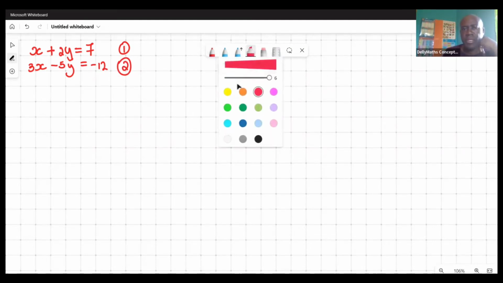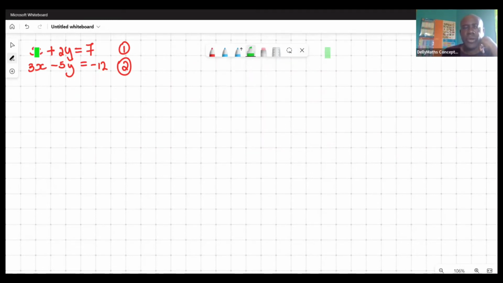What we're going to be using is the elimination method, in which we eliminate one of the variables so that we can focus on the other one. So we're either going to eliminate the x's and focus on the y's, or eliminate the y's and focus on the x first. Let us say that I intend to eliminate the y's.